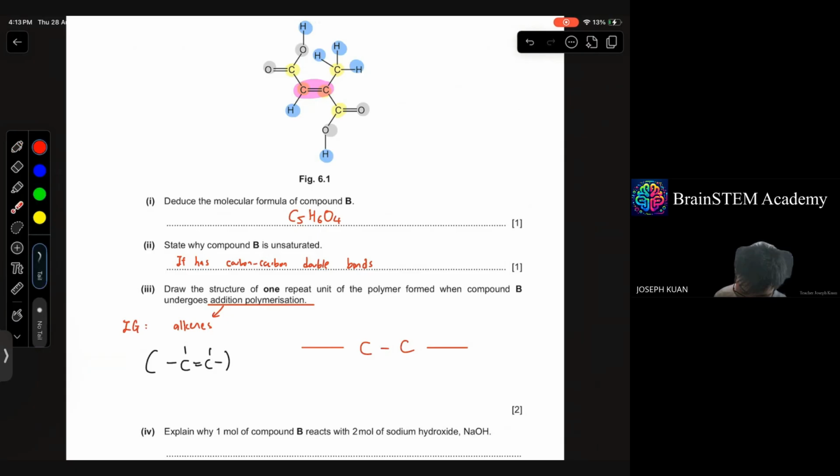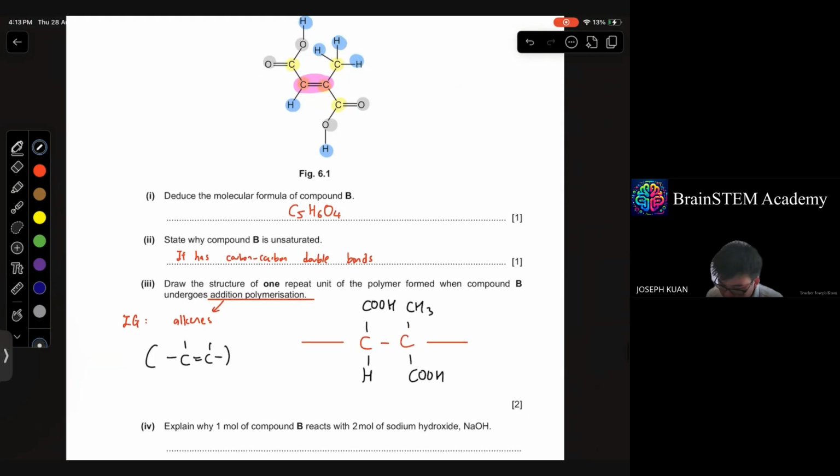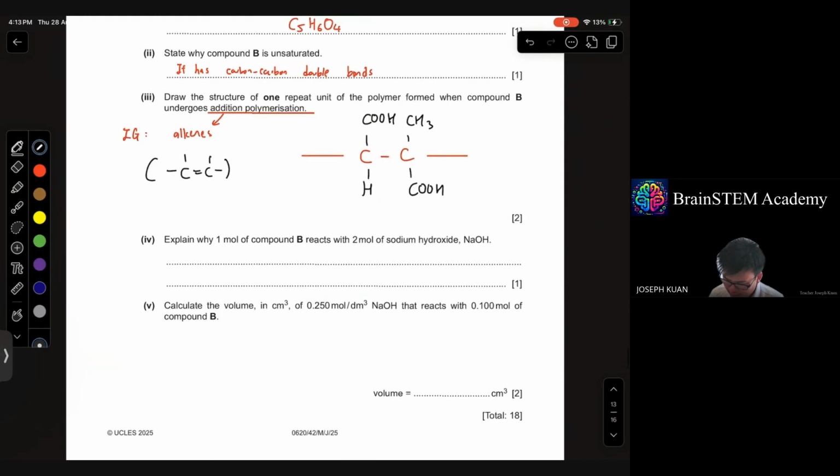You just need to change this part to single, and then you just copy the rest, but make sure you read it correctly. So the first carbon is bonded to COOH and followed by a H. And the second carbon is bonded to a CH3 and bonded to a COOH. That's all. They didn't ask us to show all bonds, so I believe they are okay with you drawing like this because they give us such a small space. I think it should be fine, unless the question asks you to show all bonds.